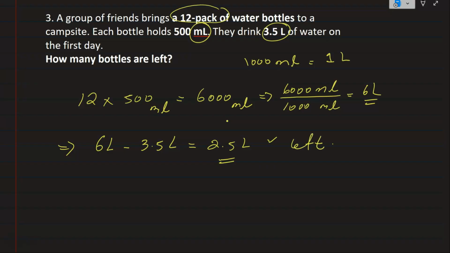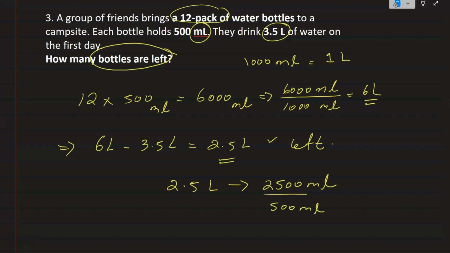Okay, that's the volume of the water that is left. Now, how many bottles is that? Each bottle is half a liter, and that's 2.5 liters. Remember, 500 milliliters is half a liter. So 2.5 liters, which is 2,500 milliliters, you divide that by 500 milliliters, and it tells you how many bottles are left. That is 5 bottles.